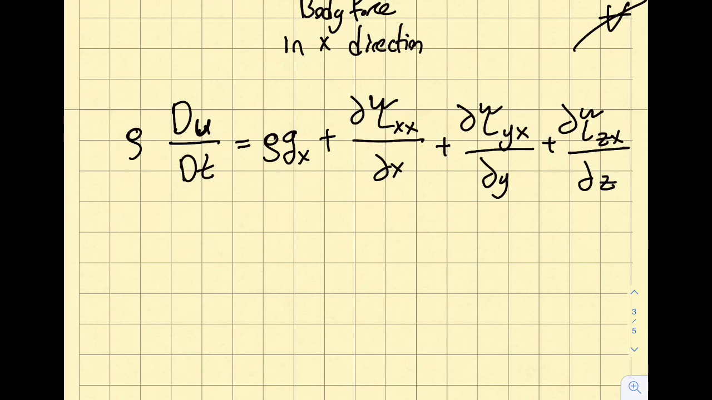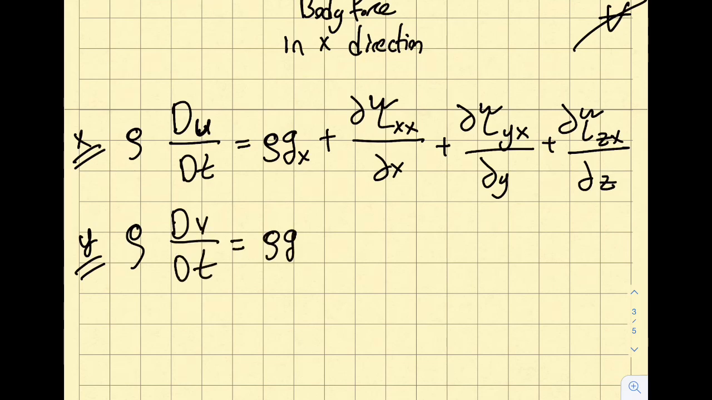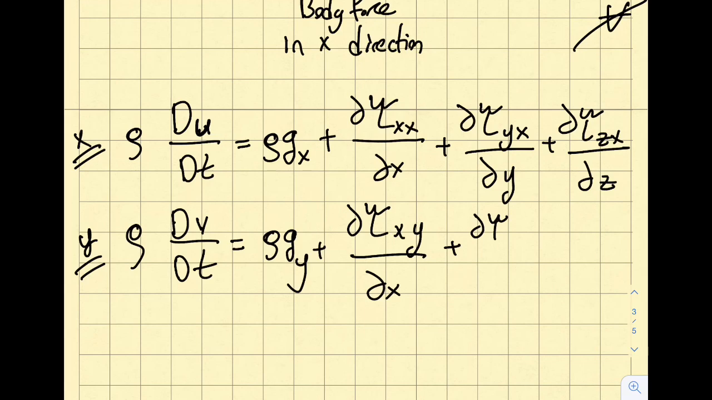And you can practice at home the second component, I'm not going to do it here. So this is the x. Now if I write it in the y, it's going to be symmetric. Instead of u, I'm going to call it v. This is the velocity in the y direction. It will be rho dv dt equal to rho times gy, right? So this time, if you practice this, you will see that I'm going to obtain del tau xy del x plus del tau yy del y plus del tau zy del z.